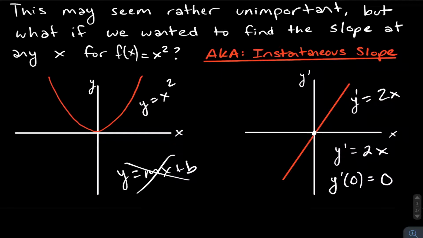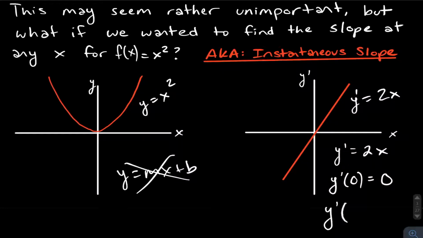We can see that the y prime value at x equals 0 is 0. That's what this is telling us. So the slope of this graph over here at x equals 0 is going to be 0. It's going to be that y prime value on the other graph. A little confusing at first, but let's do another one to get the hang of this.